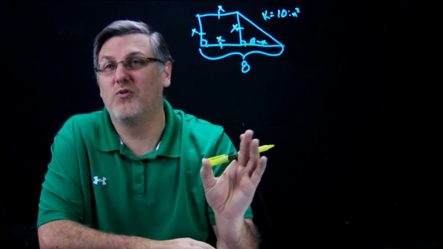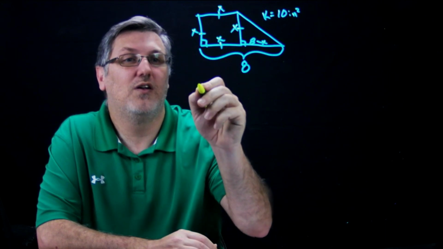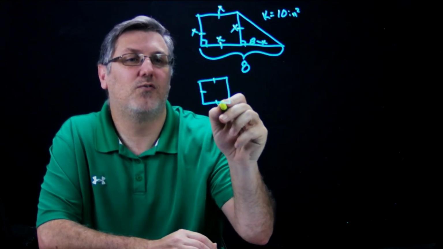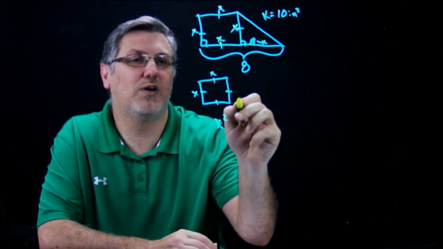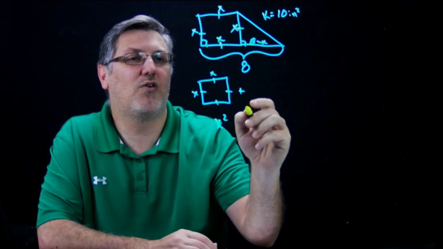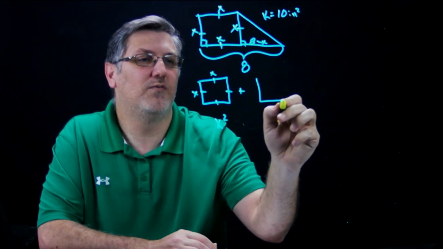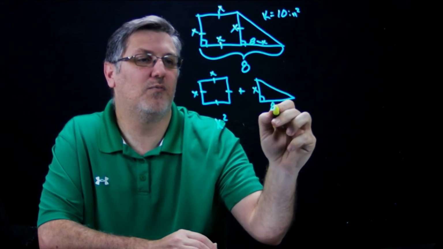So what I'm going to do is a thing called slice and sum. I'm going to cut this figure into two figures. The reason why is I know for this square right here, my area is going to be x squared. I'm going to need to add my triangle, which the formula for a triangle, well, let me draw the triangle. We know this is x, and this is 8 minus x.